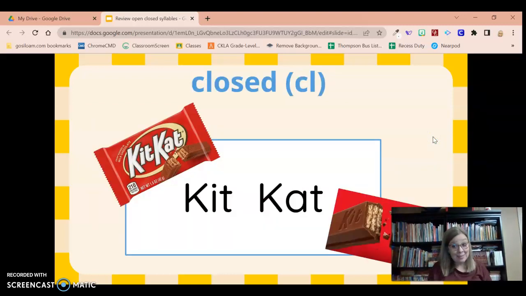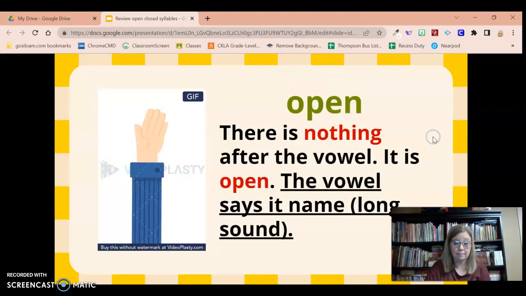Now, we talked about some candy last week, and this candy helps us to remember our syllable types. The candy that represents a closed syllable is a Kit Kat, because in each syllable, kit and cat, the T is closing in the vowel, making it say its short sound, i and a. Kit Kat.